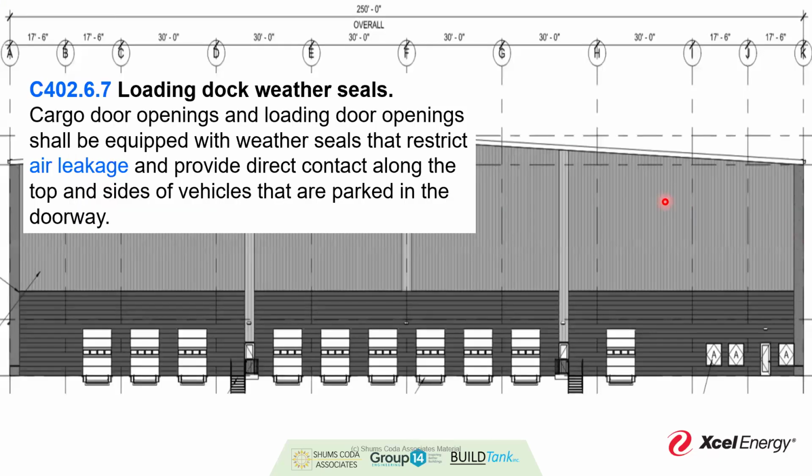On loading dock weather seals, we have again a change in location here, 402.6.7. So we have an update there about the location. And then we get a clarification here about the language that the weather seal is meant to restrict air leakage. Last time they used another word. I think it was like inflow of air or something like that. It was a little bit different. But air leakage obviously speaks to the nature of some of the other stuff in the energy code when we're talking about air leakage testing and all of that. It's just more of a consistent term. So that was really the only content change there.